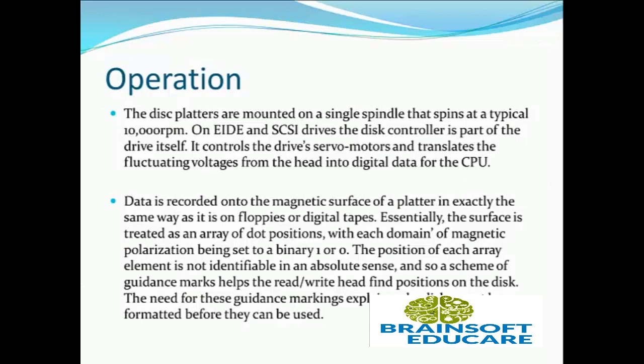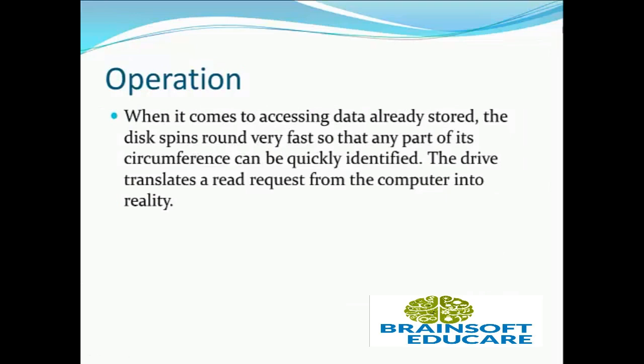The position of each array element is not identifiable in the absolute sense, and so a scheme of guidance marks helps to read and write ahead and find positions on the disk. When it comes to accessing the data already stored, the disk spins around very fast so that any part of its circumference can be quickly identified. The drive translates a read request from the computer into reality.